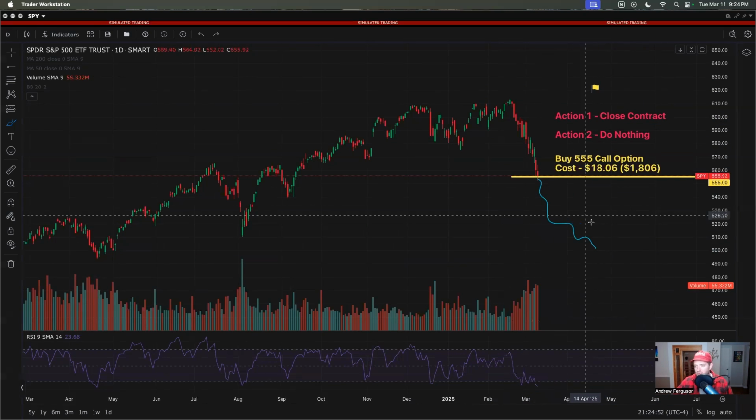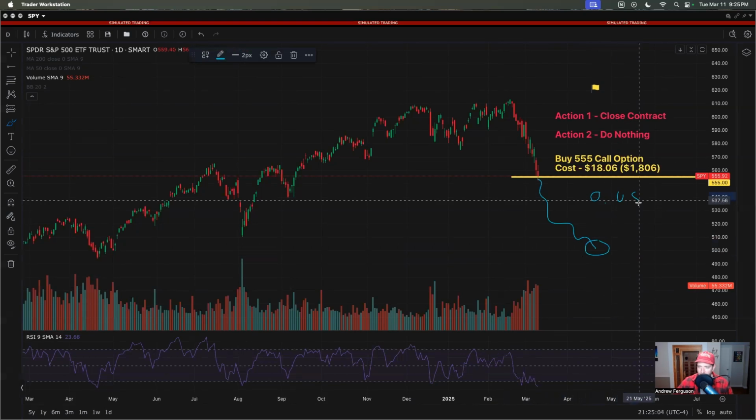Now, if you close your contract on expiration date on the very last day when it's going to expire, it's probably pretty likely that the contract value is going to be close to nothing. So this 1806 is probably going to be worth like 0.05 or very, very little. So there's actually not really much point in closing off the contract at that date if it's gone this far against you. So in that case, you could just sit back and do nothing in action two, and it's going to automatically give you a max loss scenario.